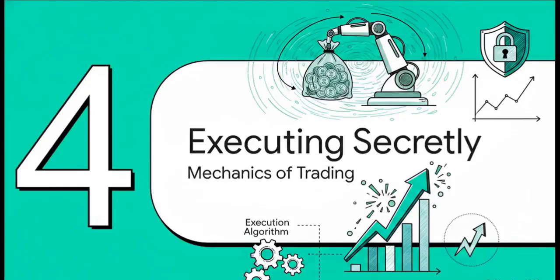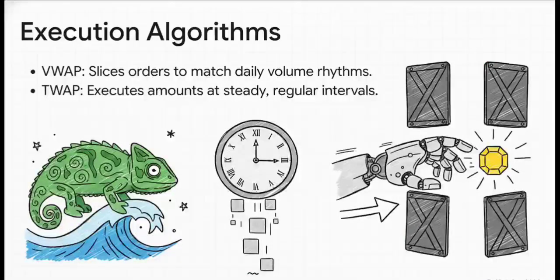All right, part 4, executing the trade secretly, and the mechanics of buying and selling. So deciding what to buy is really only half the battle. If a bot tries to buy 1 million shares all at once, that massive surge in demand instantly drives the price up, causing the exact self-inflicted slippage we talked about during testing. To prevent this, execution algorithms secretly slice massive orders into completely invisible pieces. Let's look at 3 ways they hide.